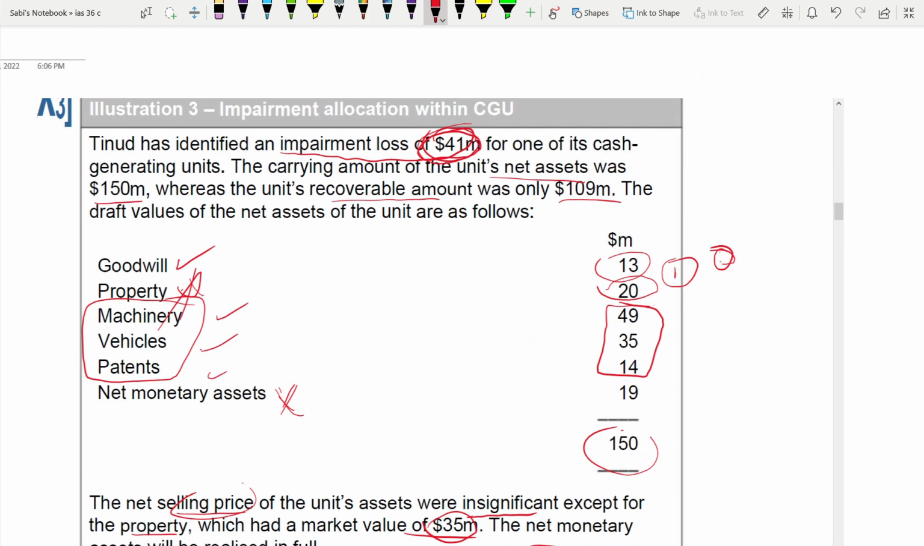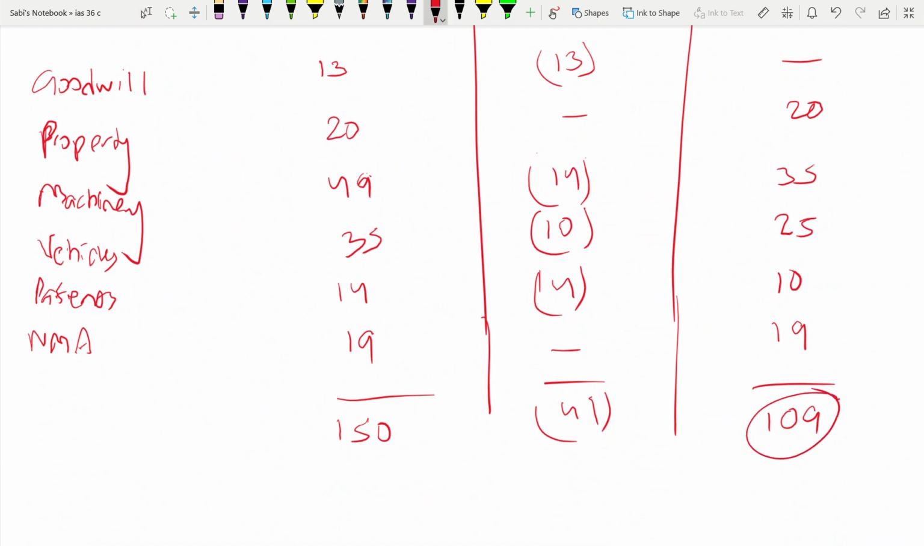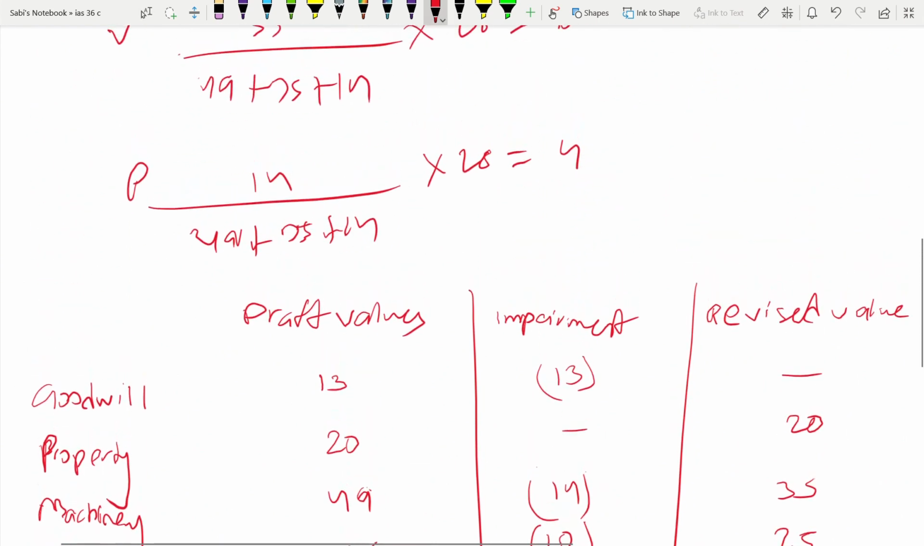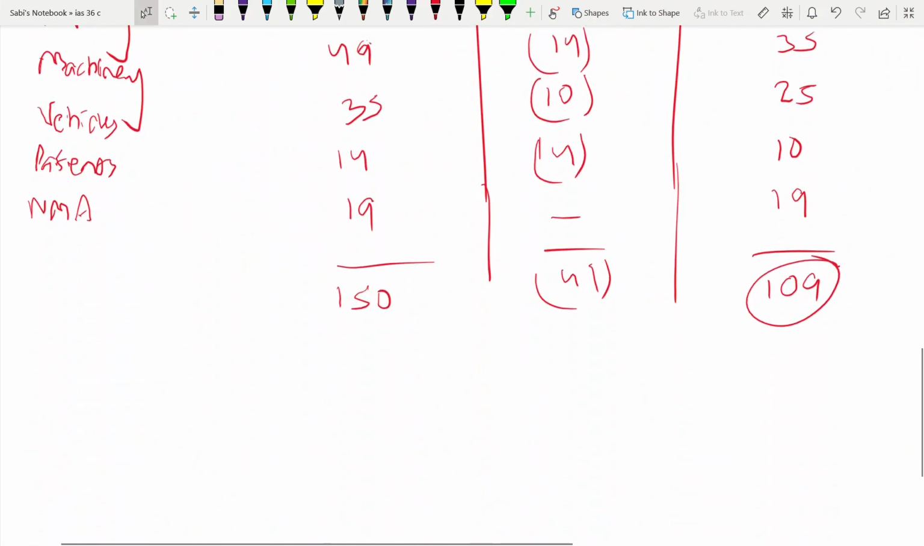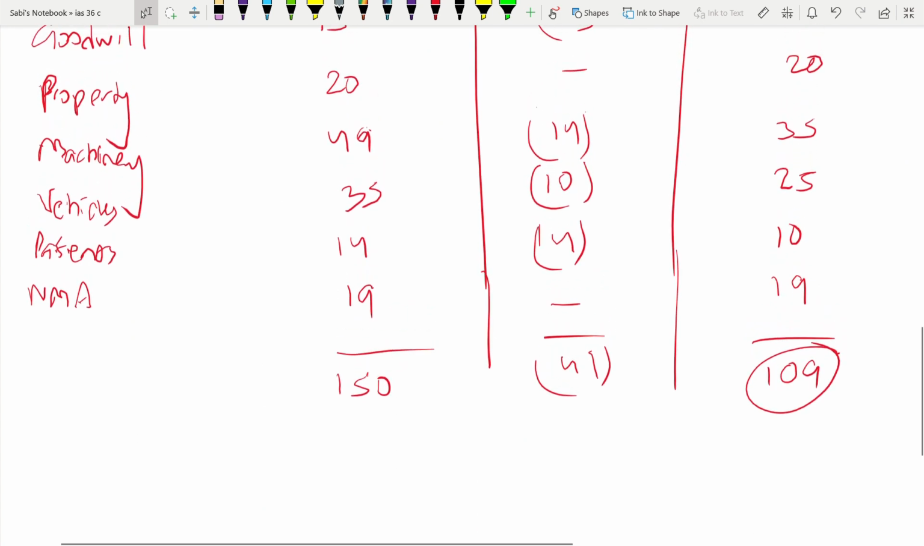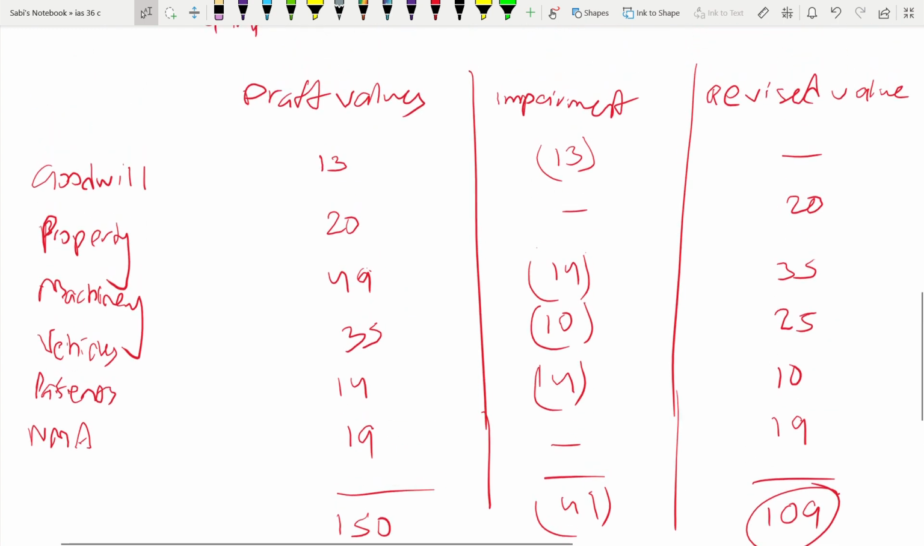This is what cash generating unit does. It allocates this 41 goodwill to assets and goodwill. And you see the recoverable amount is 109. Net assets is 150. And here you are getting the recoverable amount as 109. You see? This is how you need to do. Okay, you need to first allocate against goodwill and then against other assets according to their proportion of carrying amount. Now we'll be doing the next question.